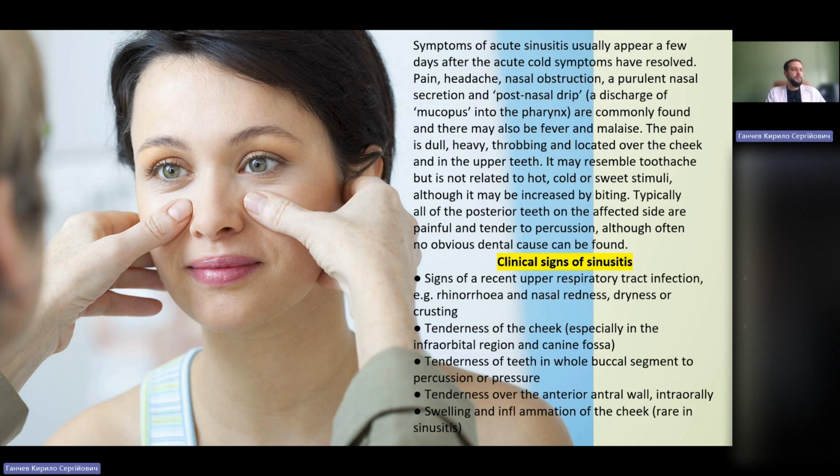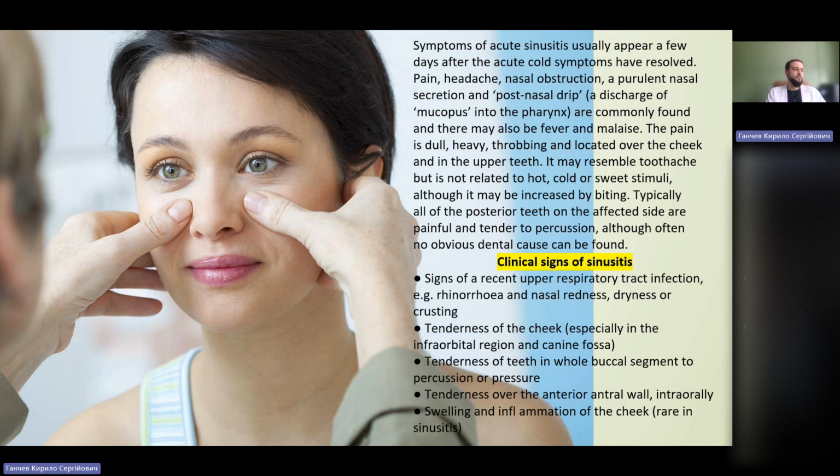It may resemble toothache, but is not related to hot, cold, or sweet stimuli, although it may be increased by biting. Typically, all of the posterior teeth on the affected side are painful and tender to percussion. Although often no obvious dental cause can be found, we have clinical signs of sinusitis.